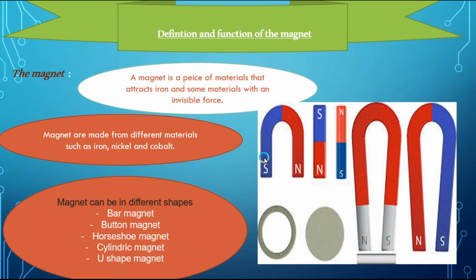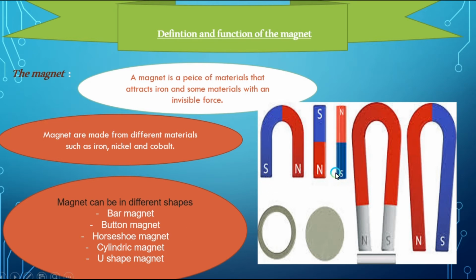So actually, how many shapes of magnet do we have? How many shapes can you tell me? Yes, excellent. We have five. One, two, three, four, and five. We have five shapes of magnets. So I will repeat again. This one, the bar magnet, is the first one. Number two, you need to memorize it, my students. Next one is the button magnet. Number three, the horseshoe magnet, the cylindric magnet, and the U-shaped magnet. This one is the U-shaped magnet.